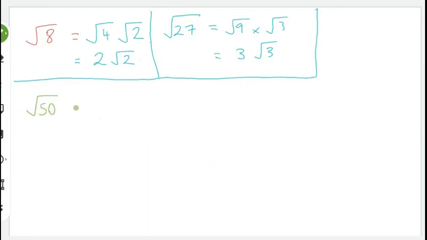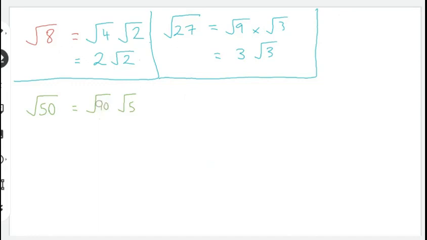Now let me ask you a question. If I were to write the square root of 50 as the square root of 10 times the square root of 5, which it is, is that useful to me? No. Why not? Because you can't simplify the square root of 10 times the square root of 5. None of these are square numbers, basically. None of these can be square rooted easily.